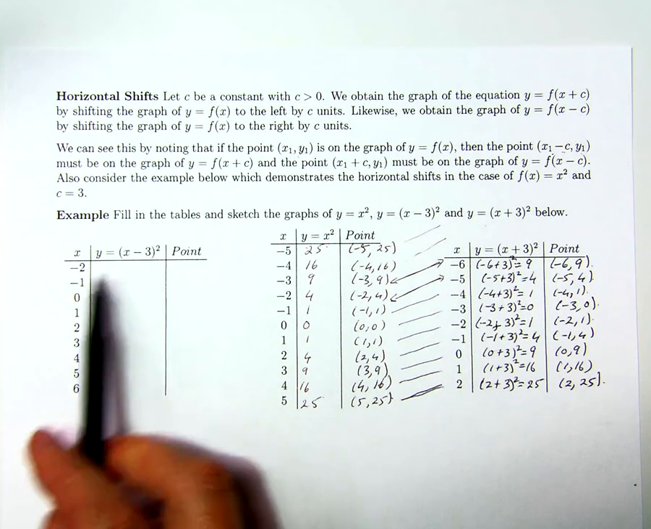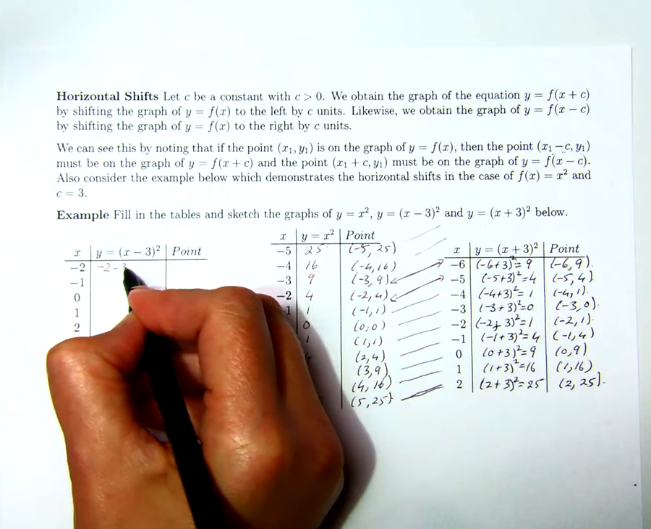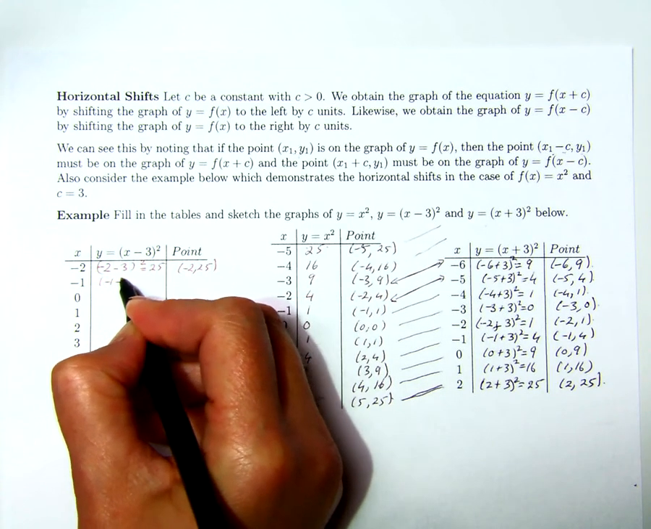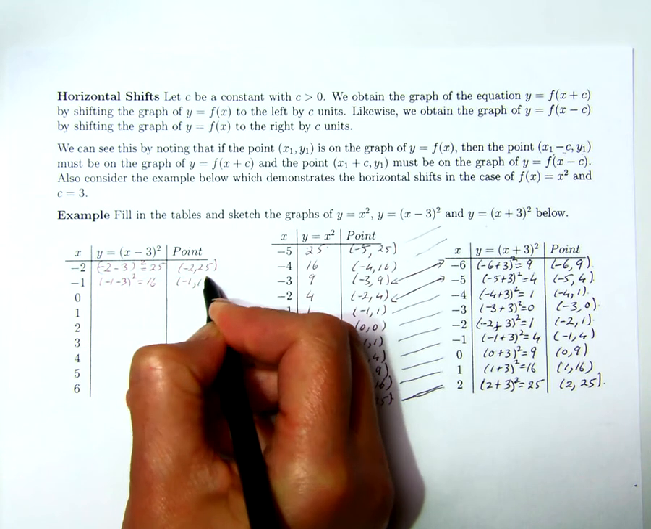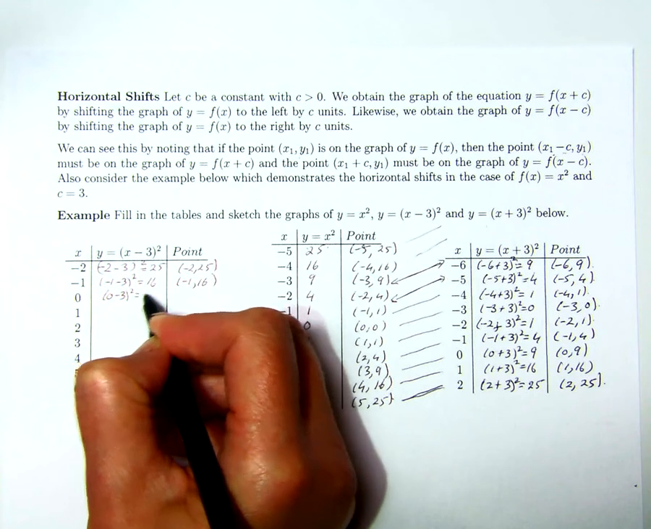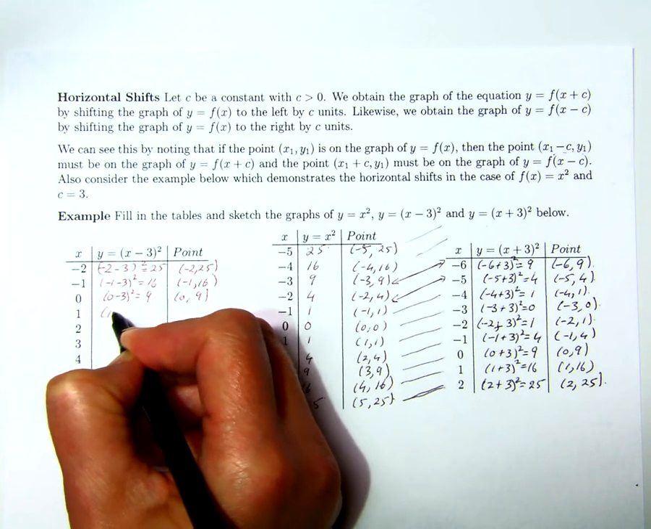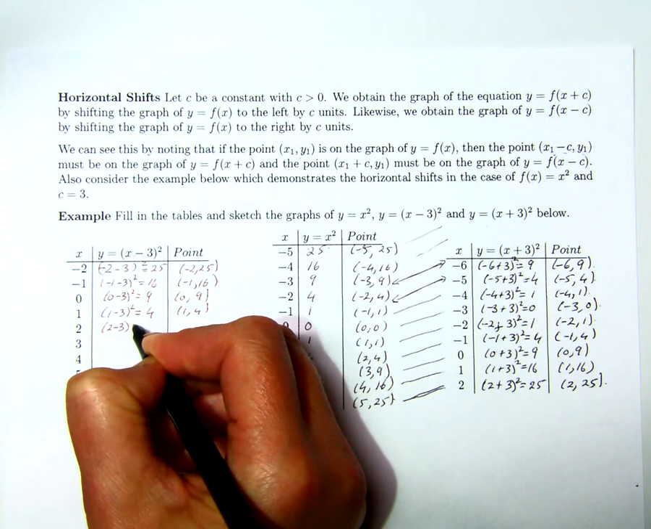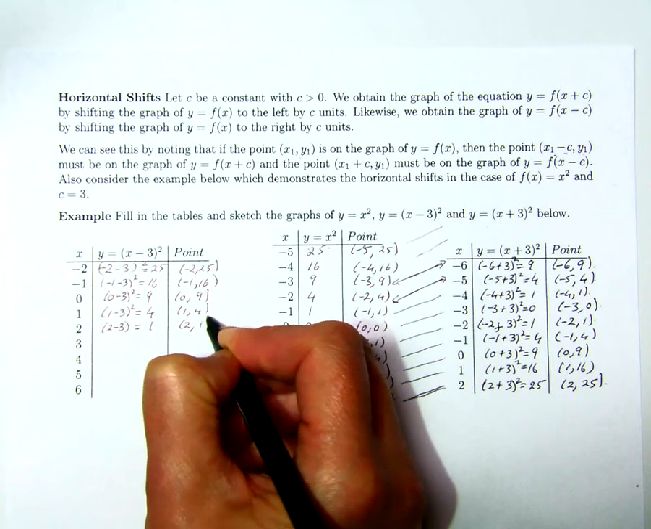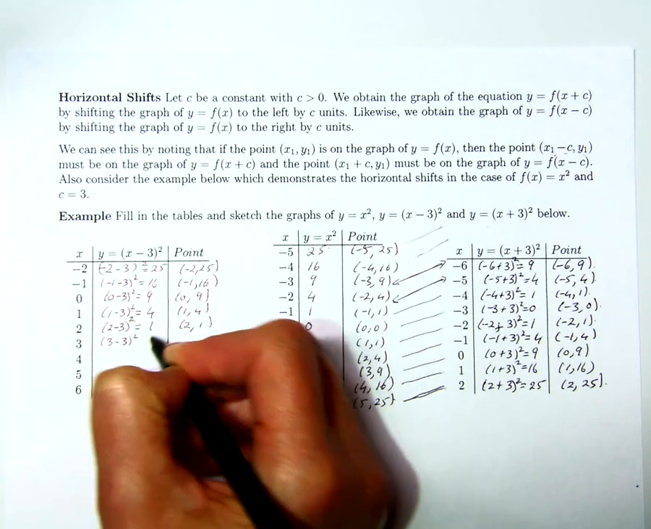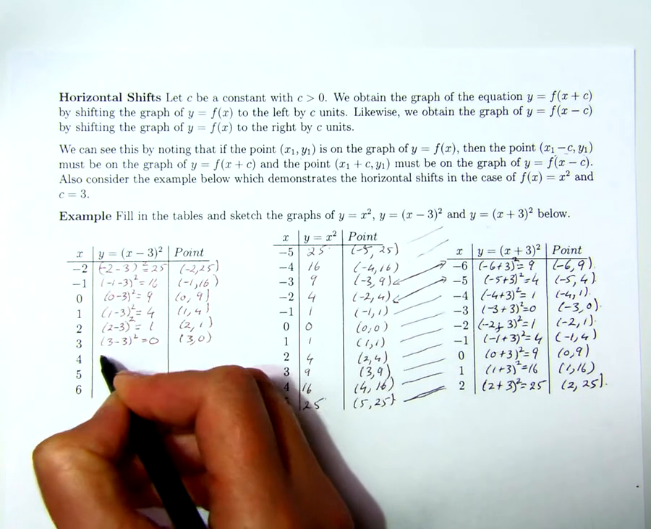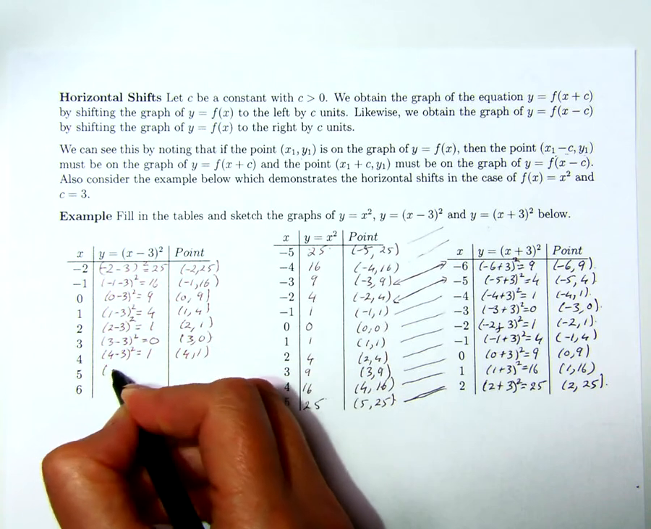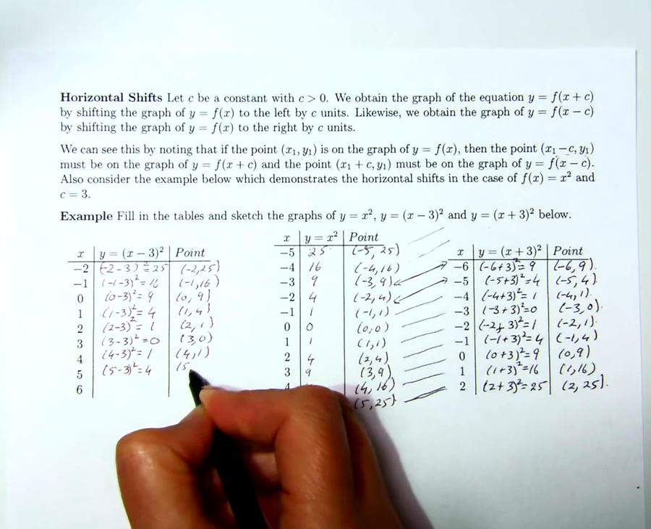How about y equals x minus 3 squared? Well, we have minus 2 minus 3 squared here. It's 25. Minus 2, 25 is on the graph. Minus 1, 16 is on the graph. 0, 9. 1, 4. Sorry, that should have been a square there. Didn't really matter. 3, 0. 4, 1. 5, 4.